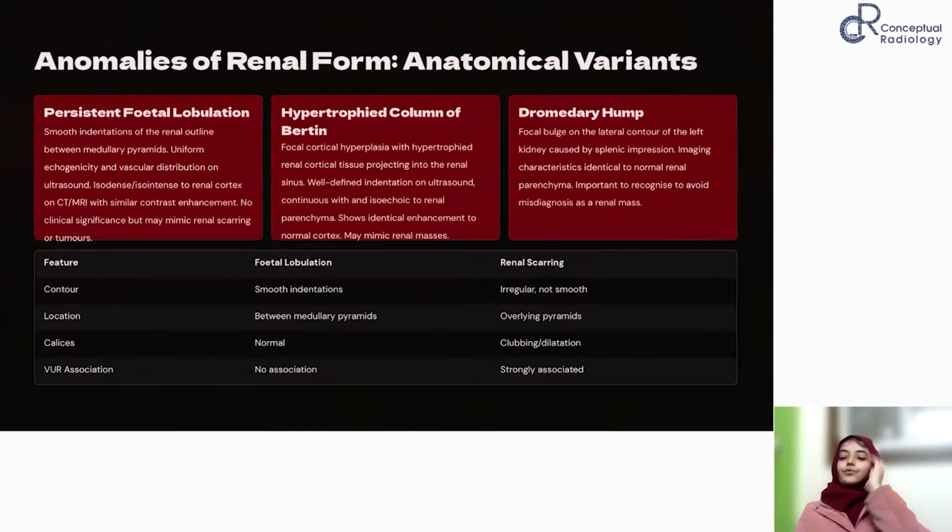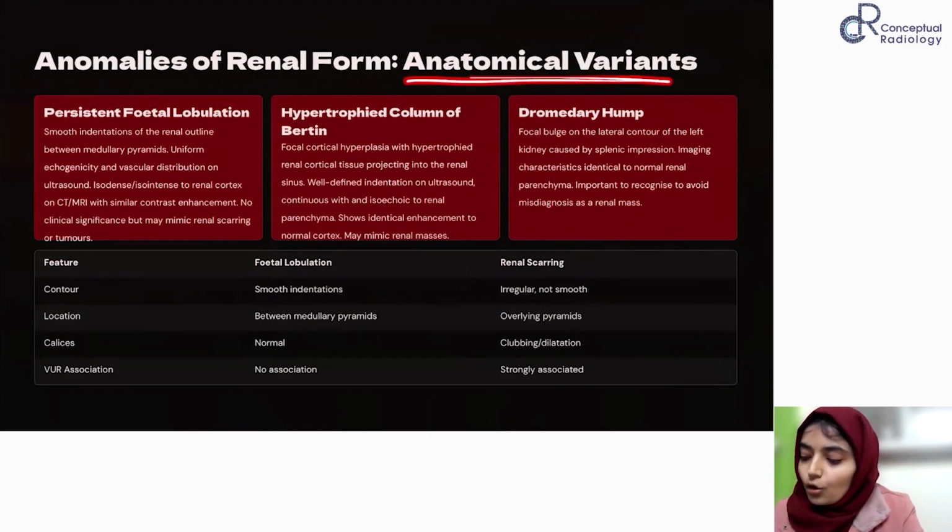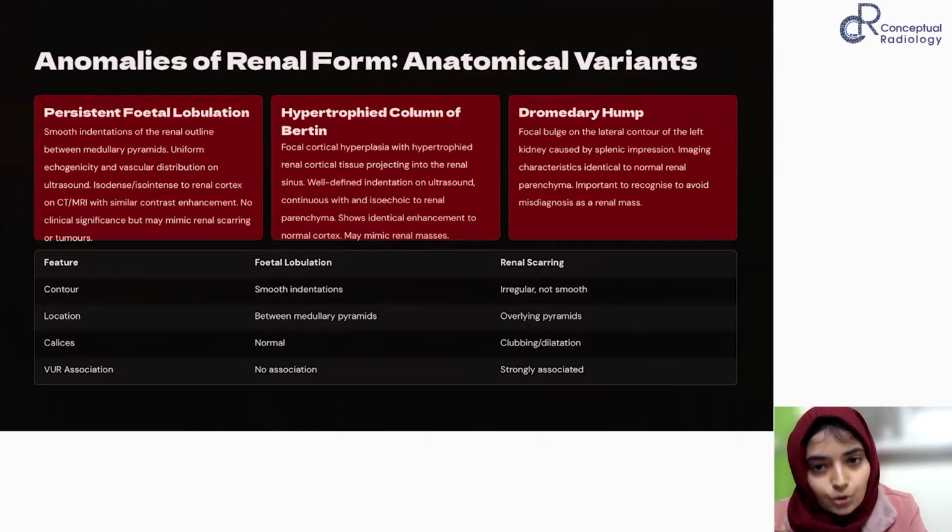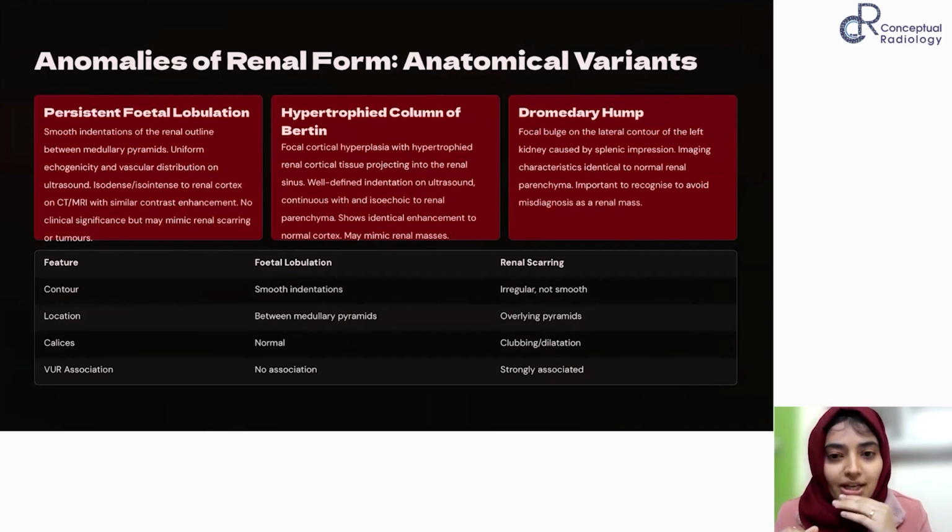Now we are going to start with the renal anomalies. The first is going to be the renal form-related anomalies. So here, there are a lot of important anatomical variants. Especially if you're a first year and you have started to report your abdomens and KUBs on ultrasound, you just have to prevent over-diagnosing, okay? You cannot be giving a hypertrophied column of Bertin as an RCC, definitely. So this is very important so that we are not over-diagnosing things, right?